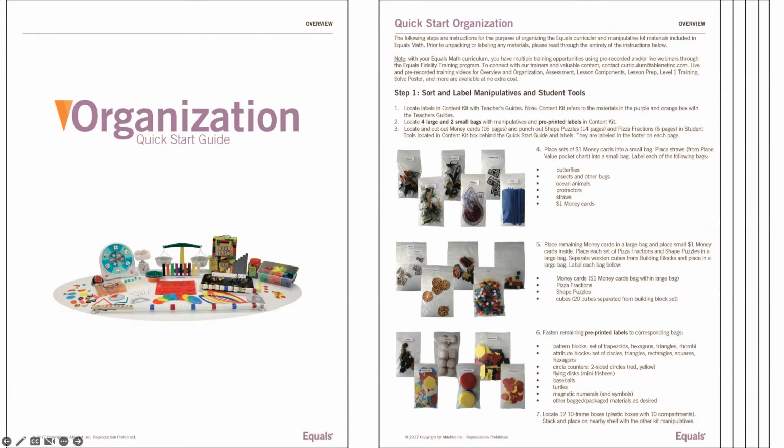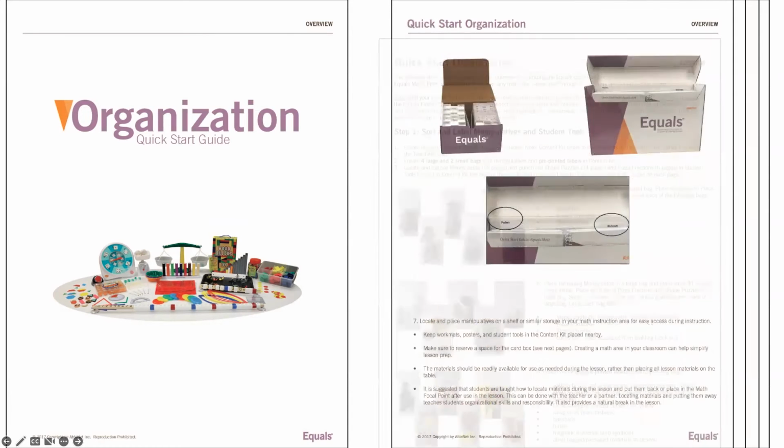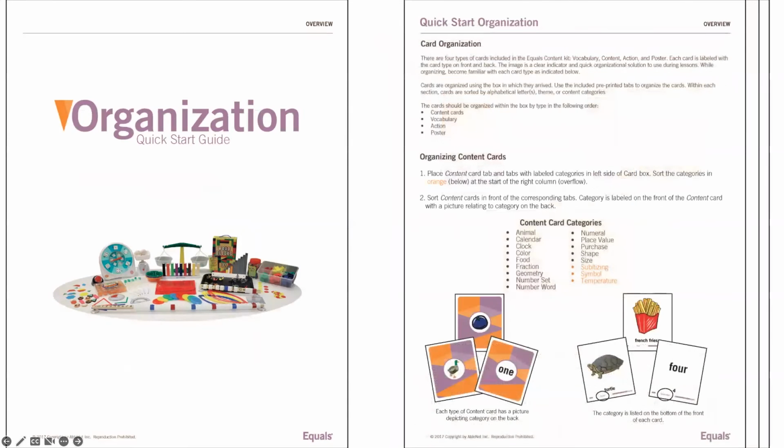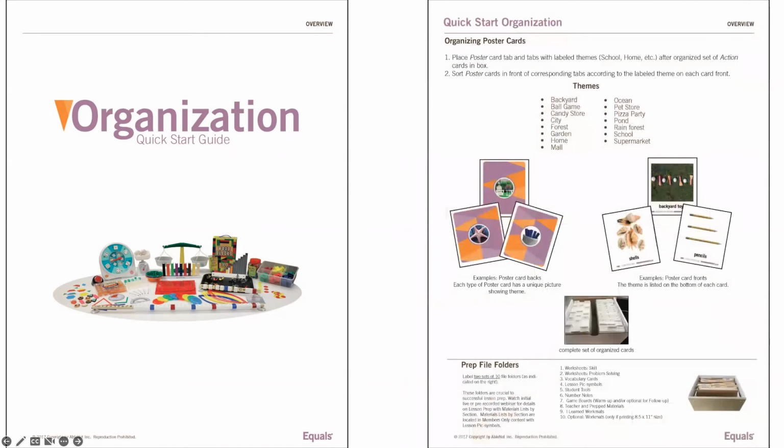The first page of the organizational document covers how to organize your manipulatives. The second page shows where to place the work mats and posters within your content kit box. The third page focuses on organizing the card set. At the bottom, you are directed to prep folders for lessons.